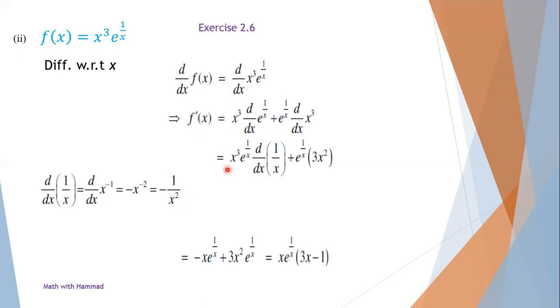So x cube e raised to power 1 by x, and this term is equal to minus 1 by x square. This x square cancels with the power of x cube, so remaining is only minus x e raised to power 1 by x plus e raised to power 1 by x into 3x square. Now here we can take common e raised to power 1 by x and x, and the final answer is x e raised to power 1 by x into 3x minus 1, which is our final answer of part number 2.